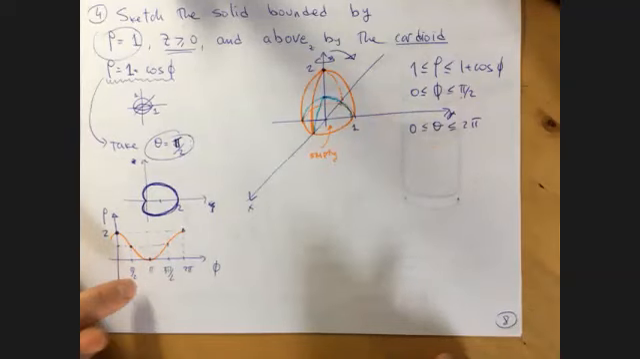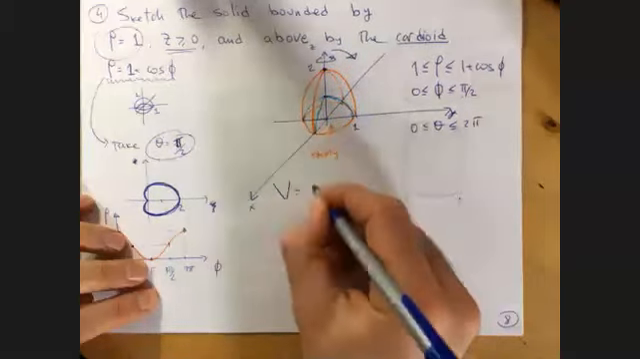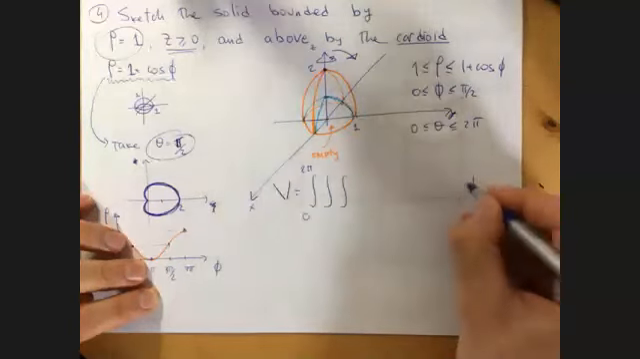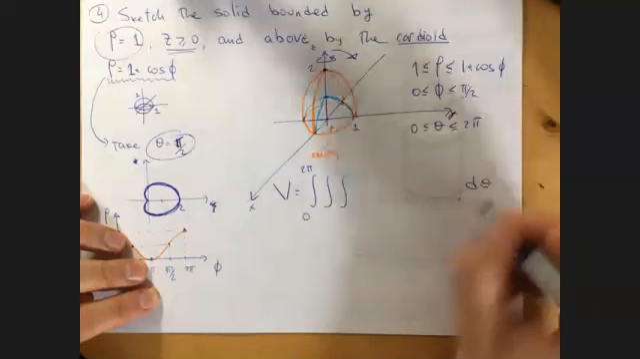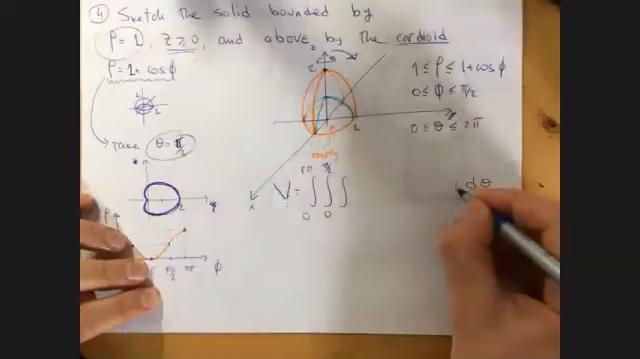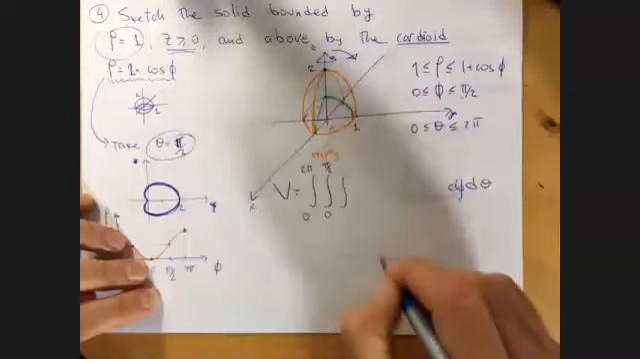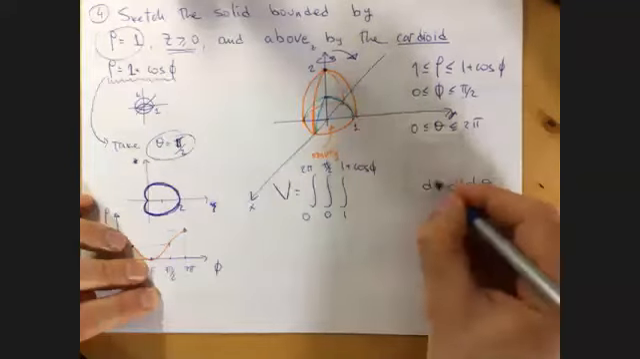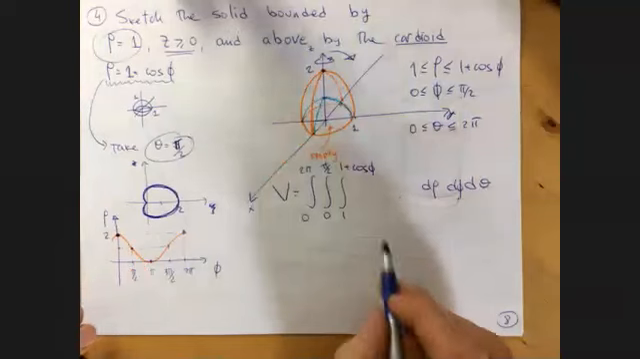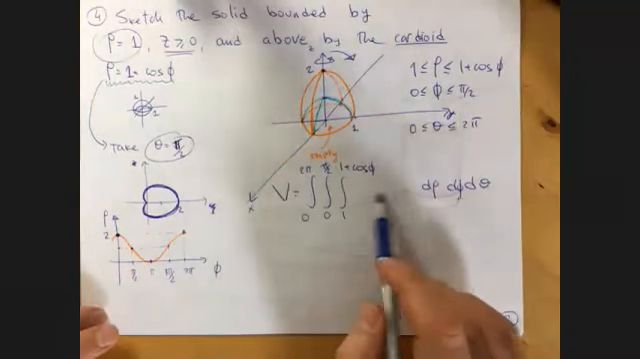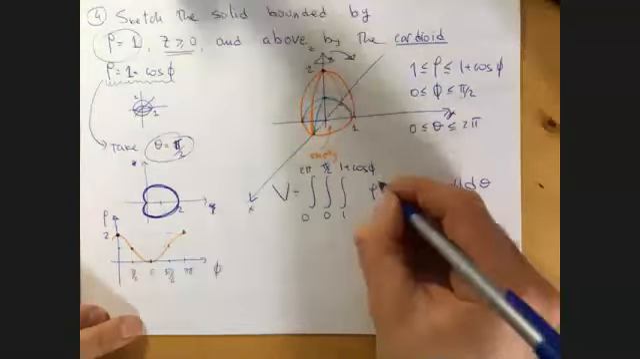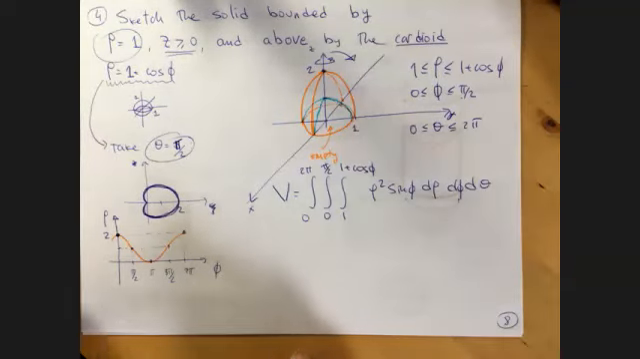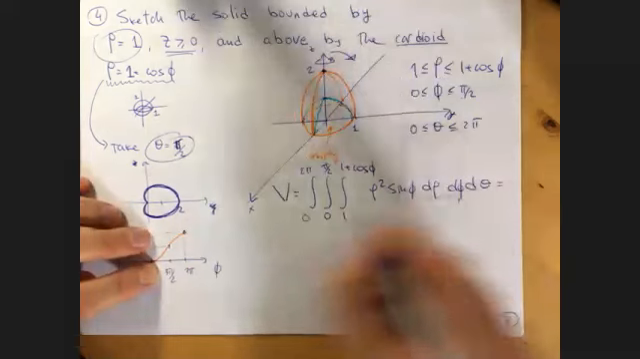And now write this, the volume is equal to the triple integral from 0 to 2 pi d theta, from 0 to pi over 2 d phi, and from 1 to 1 plus cosine of phi d rho, right? Volume of 1 times the Jacobian, which is rho squared sine of phi. And this is an easy integral to evaluate.